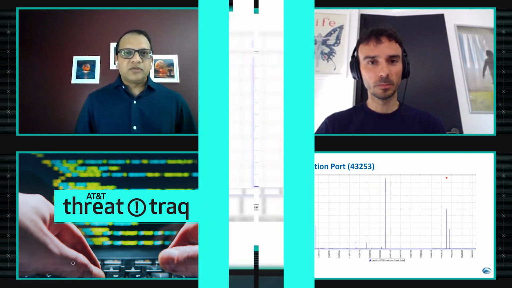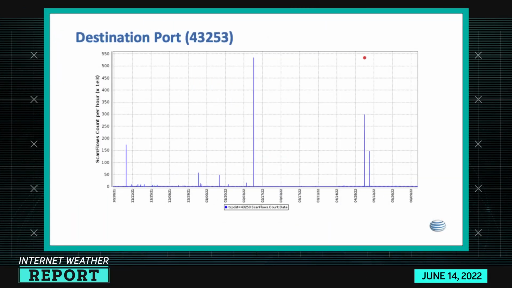It could be possible that when a scanner does widespread scanning, they're not looking only for this port. They are looking for other ports also, and these ports were also picked up. You know what I'm trying to say. It's not specific to this port only. There's a combination of mixed scanning. So that's about 43253. Again, a similar graph showing the scan flows. Again, it's very minimal, nothing much except for one or two big spikes. But the scan sources are higher at that time, which will be shown in the next graph.